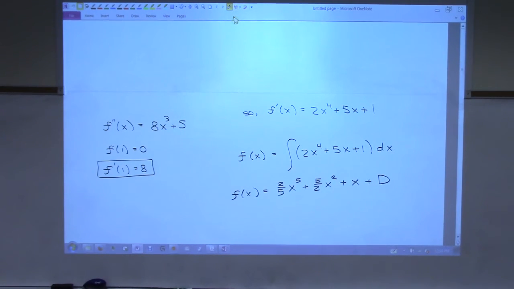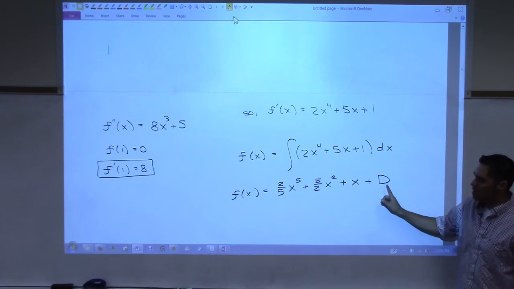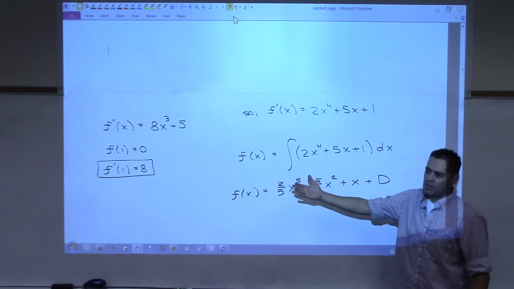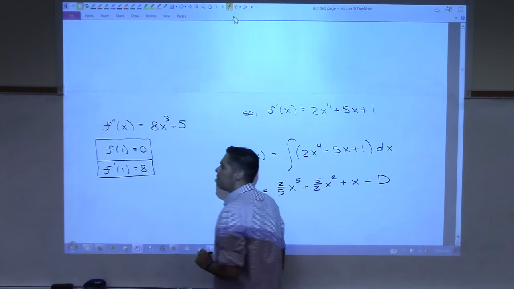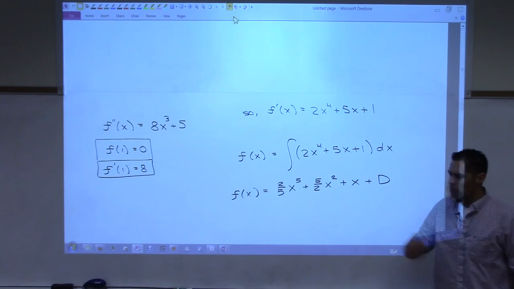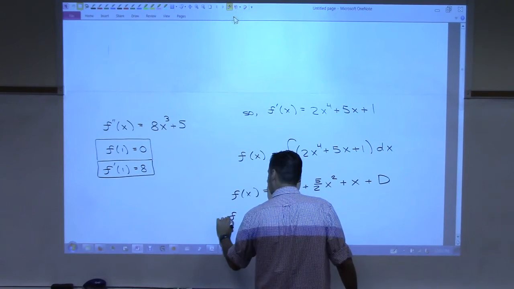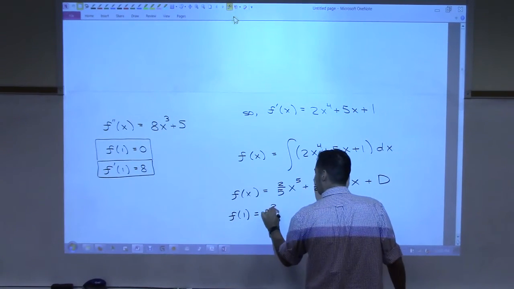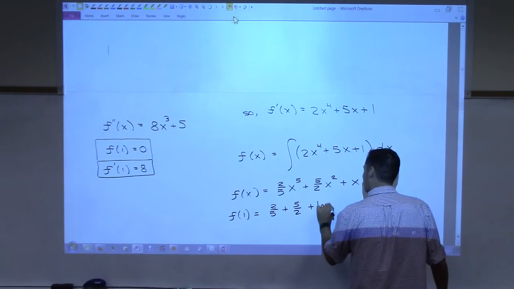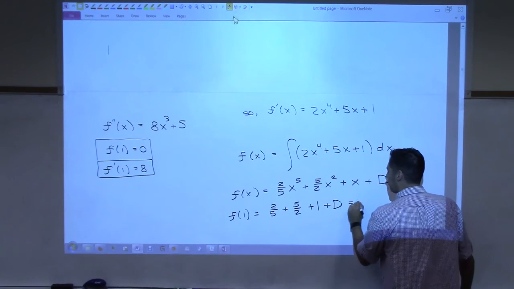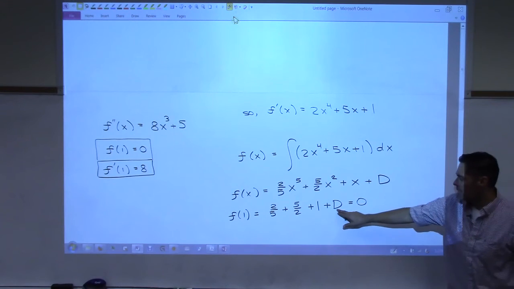Okay. So we almost know exactly what f of x is. We're off by a constant. But again, they've given us this nice piece of information. They've told us that the original function at 1 should spit out 0. So if I plug 1 into this, I get 2/5 plus 5 halves plus 1 plus d, but that must equal 0. And so now I can solve this for d.